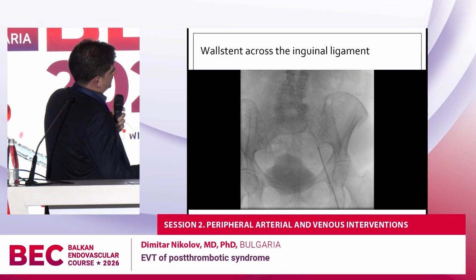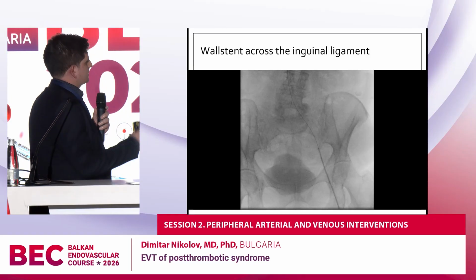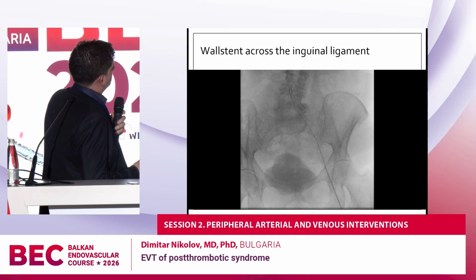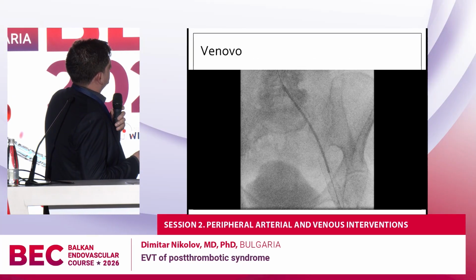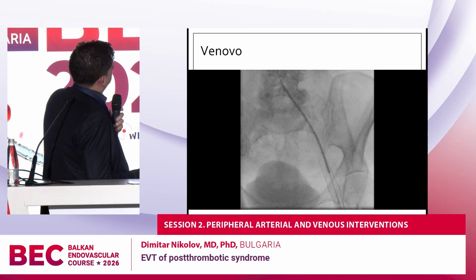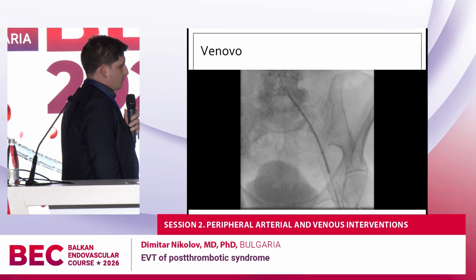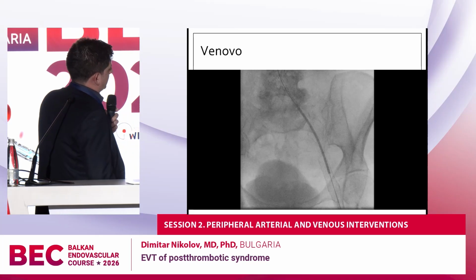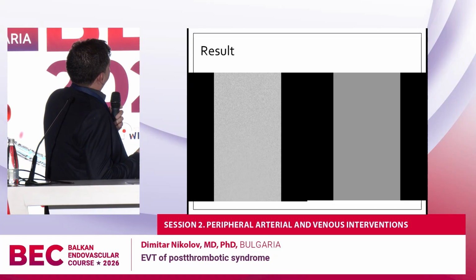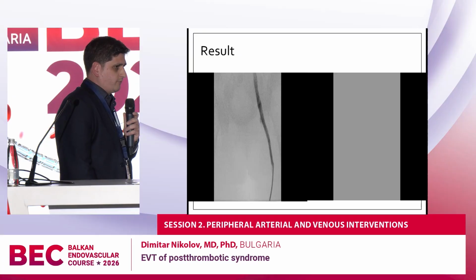and then we put a Wallstent across the ligament. Firstly, because the Wallstent has really nice radial force, it should be placed carefully in the middle. After that, we continued with a Venovo stent from the IVC without touching the contralateral wall of the vena cava. So this is the result. No more collaterals and good flow.